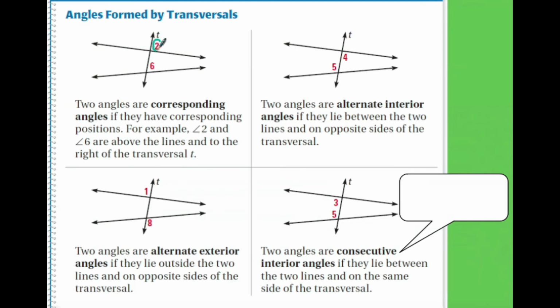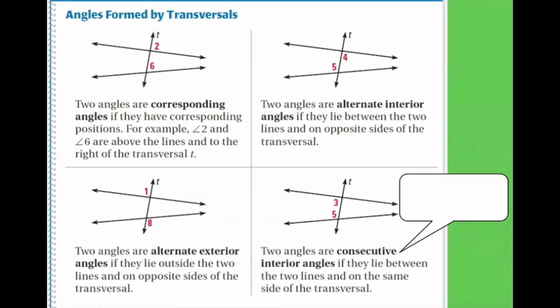And so angle 2 and angle 6, do you see how they're both in sort of the upper right corner of those intersections? Those are called corresponding angles. It could also be the two angles that are in the upper left corner, or the lower left, or even the lower right. We would have 4 pairs of corresponding angles in this picture. Corresponding angles just mean that they relatively have the same position.